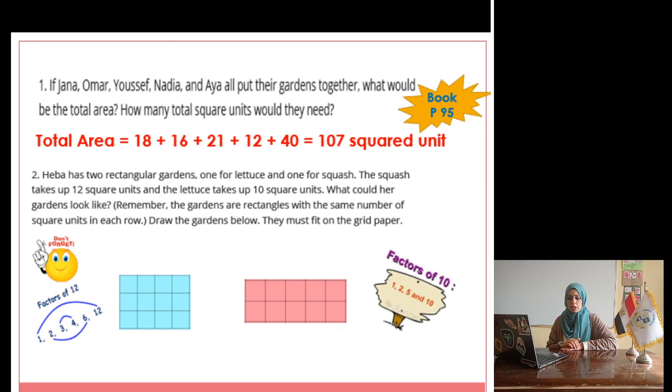For the blue one, you have 3 rows and 4 columns. These are the 12 square units for the squash. As for the pink one, you have 2 rows and 5 columns, 10 square units for the lettuce.